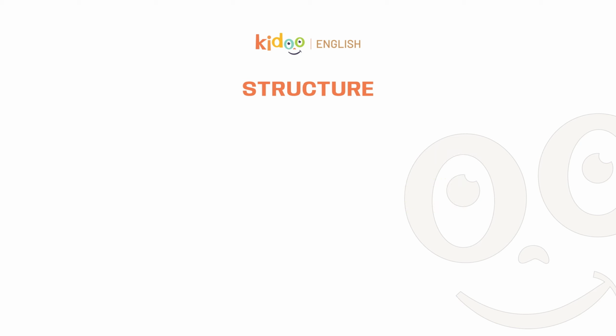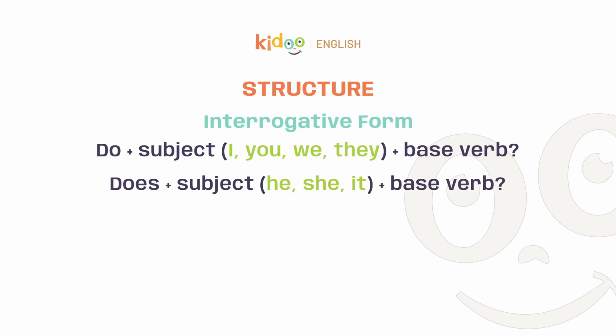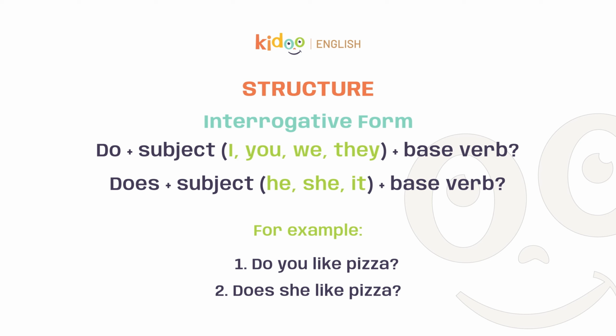Now, let's move on to questions. In the interrogative form, we start with do or does, followed by the subject and the base verb. Do you like pizza? Does she like pizza?